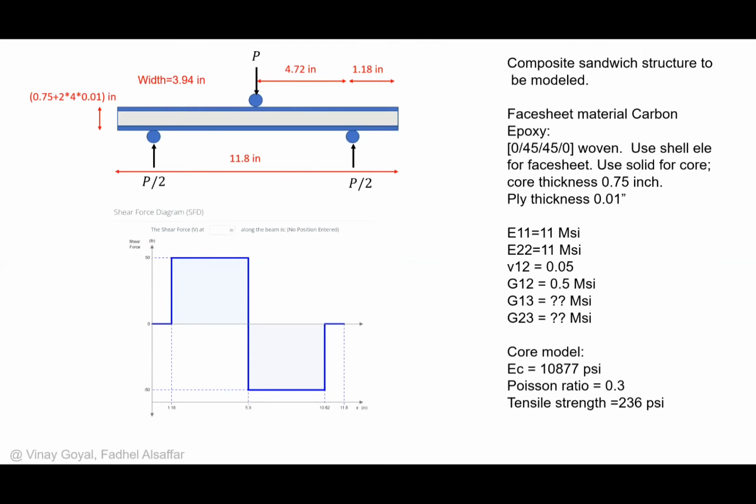This is the first problem that we'll do. The 3-point bending test, in which we have 2 supports on the side with 1 load in the middle, and the problem is symmetric. The material we're using is carbon fiber epoxy for the lamina with the orientation of 0, 45, -45, 0 of woven fibers.